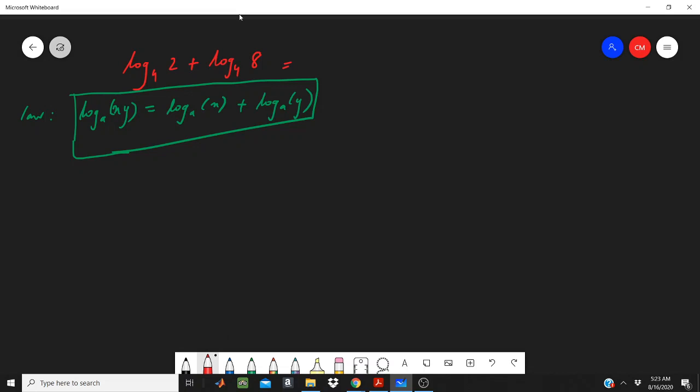So if we see over here that what's written in red has the form of what's written on the right hand side of the equation in green, we can go backwards. Just go this way. So we write this as log base 4 of 2 times 8. That's log base 4 of 16, which is 2.